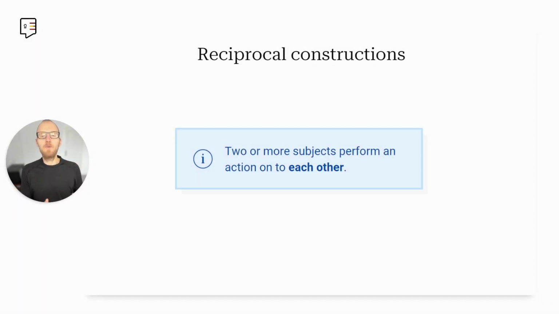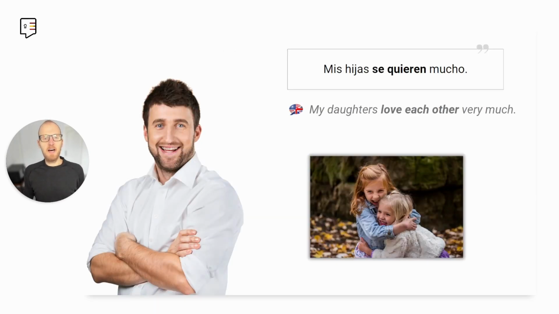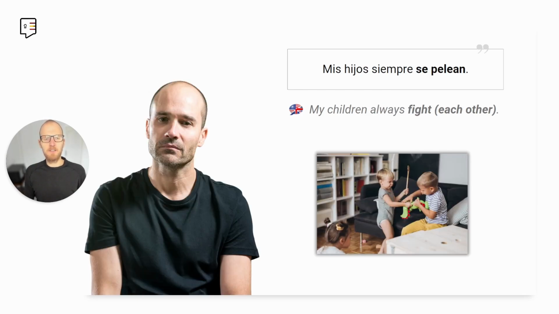And finally, let's look at the reciprocal constructions. And here is when two or more subjects perform an action onto each other. We have here a dad that is very proud because mis hijas se quieren mucho. My daughters love each other very much. But we can also have a not so happy dad saying, mis hijos siempre se pelean. My children always fight each other.